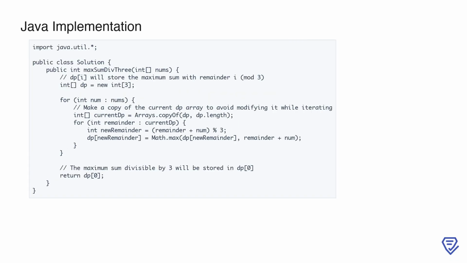This is the Java implementation of LeetCode problem number 1262, greatest sum divisible by 3.